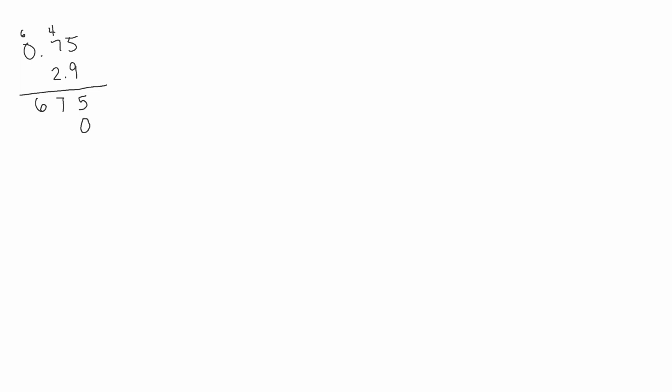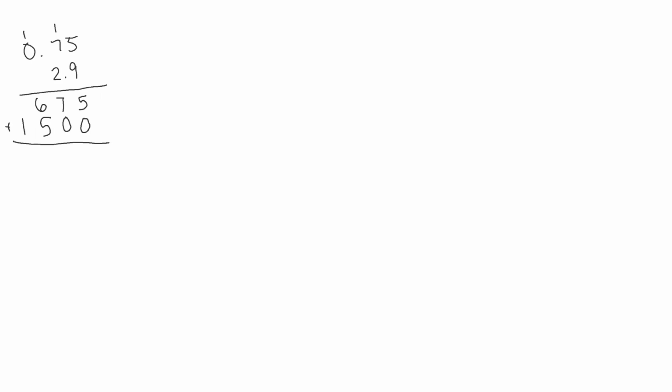And then I can multiply all of these numbers by 2. So 2 times 5 is 10. Keep a 0, carry a 1. 2 times 7 is 14. 14 plus 1 is 15. So I keep a 5, carry a 1. 2 times 0 is 0. 0 plus 1 is 1. I've got my partial products.